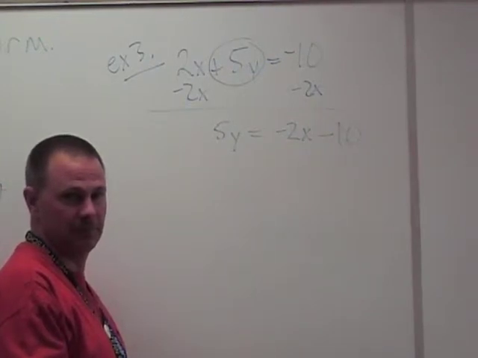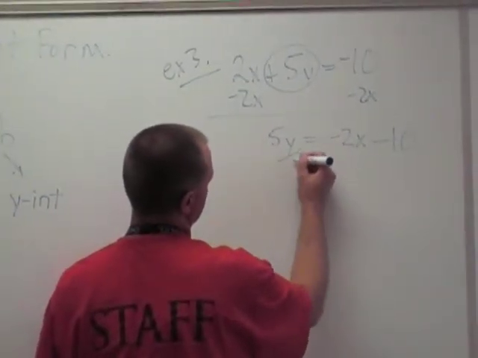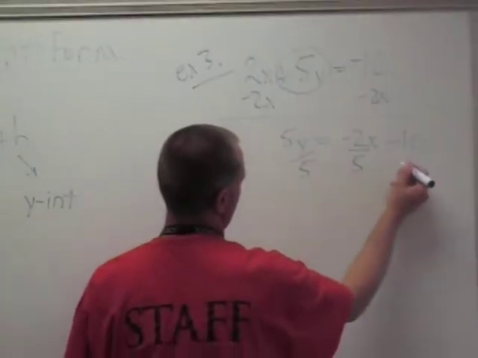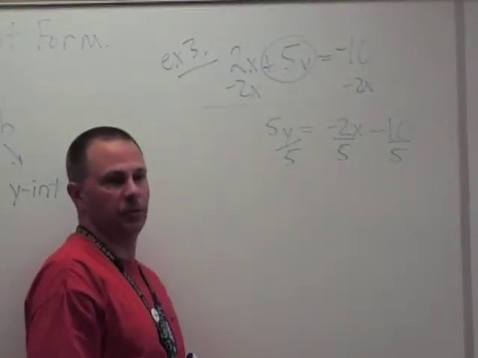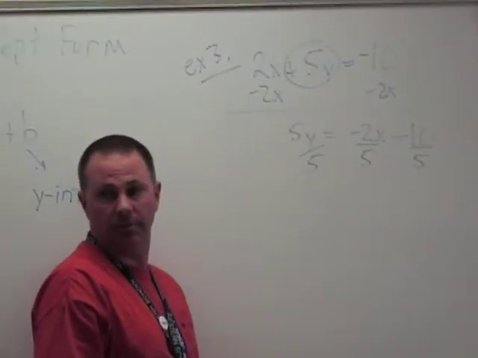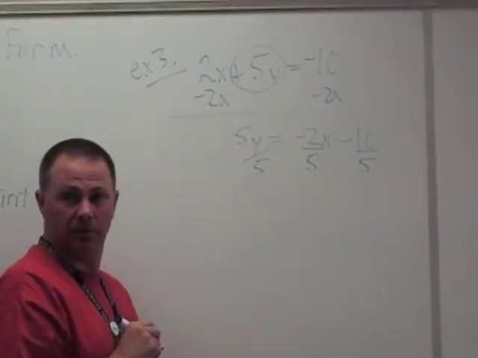Okay, I get that. Now what? Now you're gonna divide by 5. Everything. When you multiply or divide, you do it to every term. Okay? Could you subtract 10?